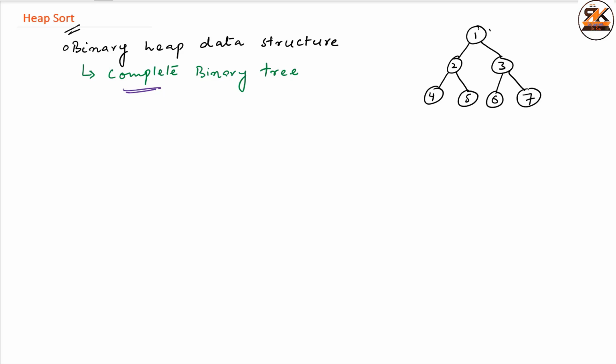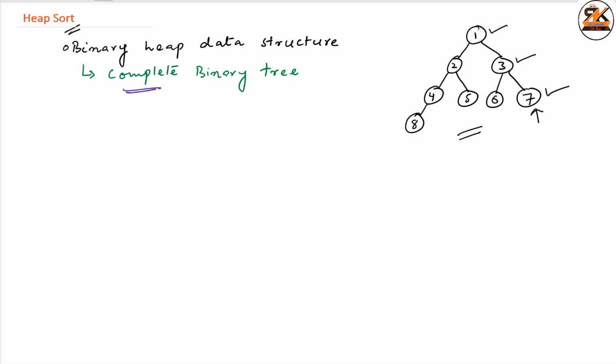Here you see this level is completely filled, this level is completely filled, and this level is also completely filled. Now suppose we want to add one more node, we cannot add that node to this position. We have to add that node at this position. Fine. That is what we mean by as far left as possible. So this is a complete example of a complete binary tree.